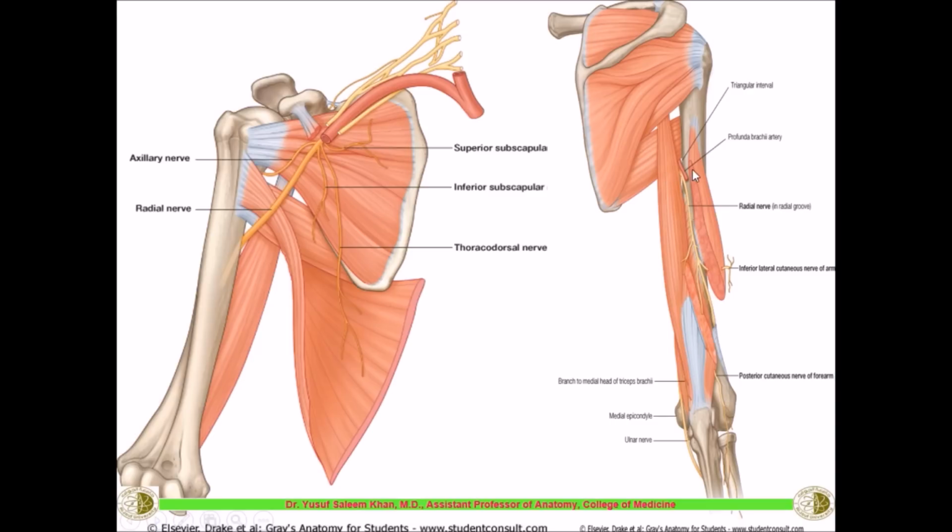So this radial nerve has been shown here from the posterior side, passing through the radial groove, a very important area through which it passes. It is more prone to damage at this spot because whenever there is a fracture of the shaft of the humerus, this is the nerve which is prone to injury and the complications related to that. So this is the radial nerve passing through the radial groove.